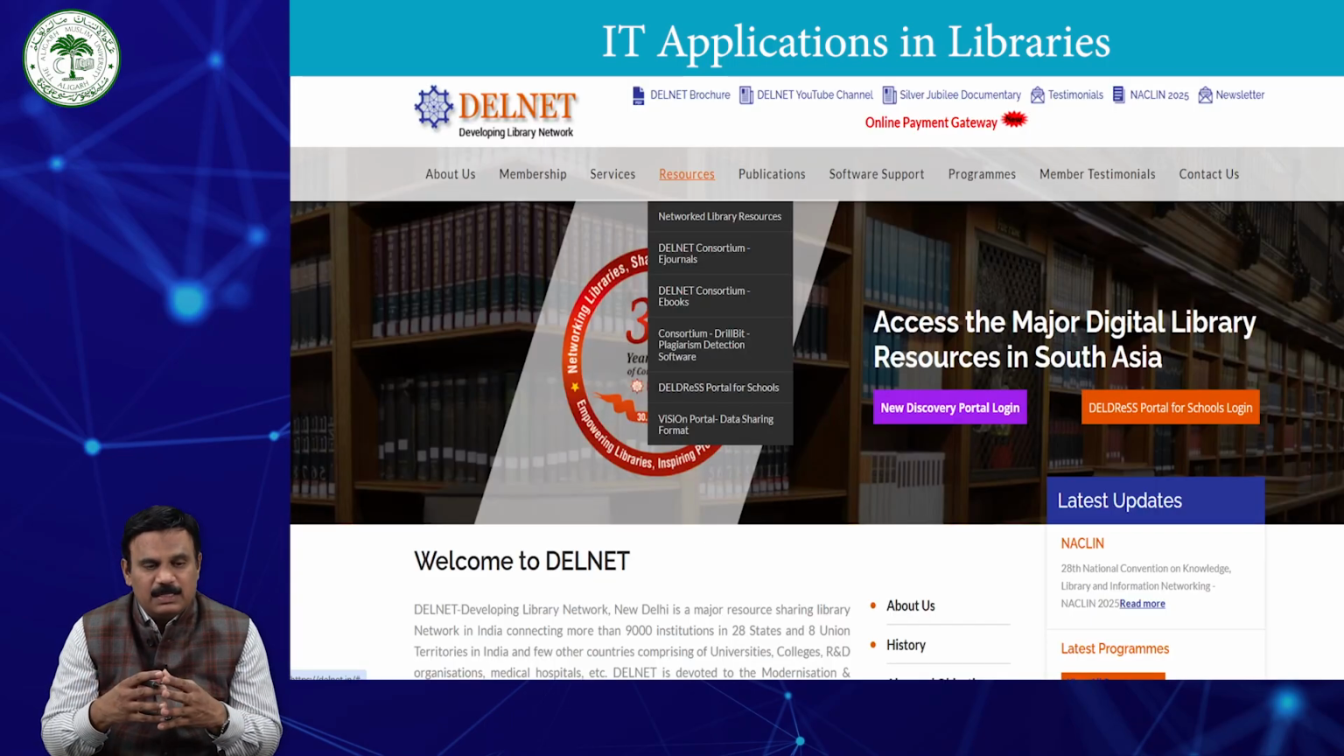This is the homepage of DELNET, Developing Library Network. You will find their details, membership, services and resources, what they're doing. They have the DELNET consortium of e-journals, DELNET consortium of books, and they have the services of plagiarism detection software and some more major services. So we will be discussing in detail about all these services in the next session.